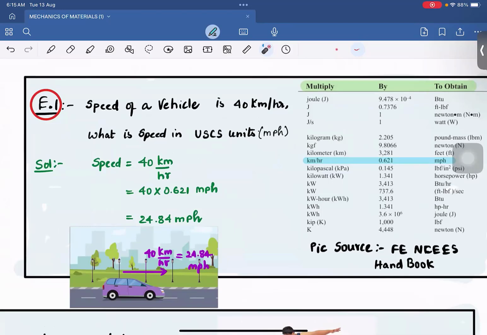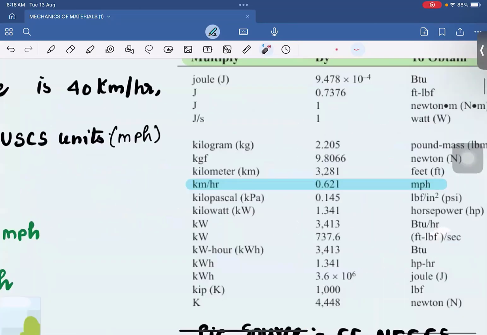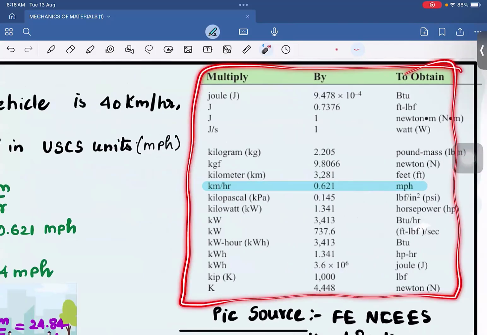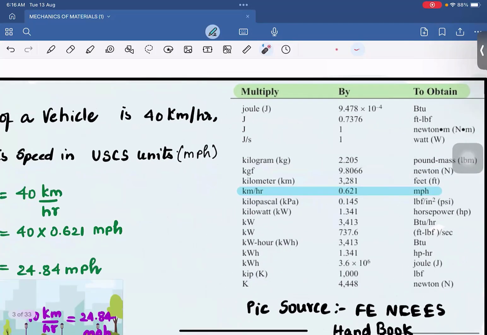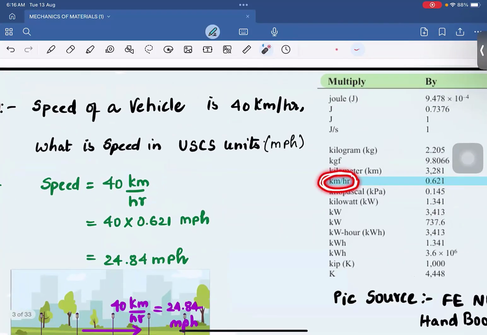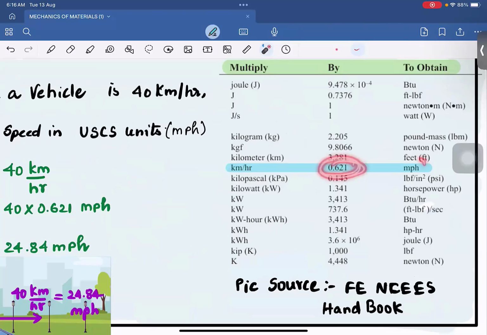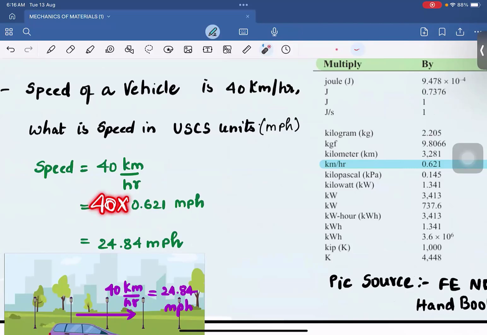Here, I'm giving a simple example for unit conversion. Suppose the speed of a vehicle is 40 kilometer per hour. What is the speed in the USCS system? That means miles per hour. How to calculate it? Using the handbook. Here I have attached the handbook also, a screenshot, and given the reference there. So the speed of the vehicle is 40 kilometer per hour. If the unit is in kilometer per hour, the handbook says multiply that quantity by this factor. This factor is 0.621. So I multiply 40 into 0.621. This is a factor I get from the FE book. Then I will get the answer in miles per hour. This is as simple as that.